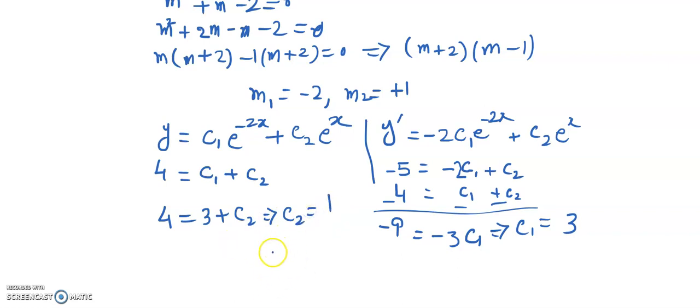So now I have the particular solution: y is equal to c1, which is 3, e power minus 2x plus c2, which is 1, e power x. So this is the specific particular solution. Okay, let's consider another example. This will be a little bit different from the previous case.